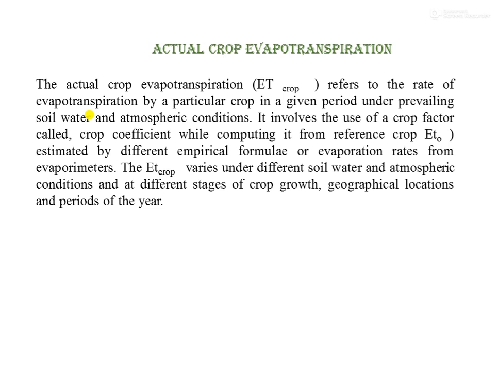Then actual crop evapotranspiration. The actual crop evapotranspiration refers to the rate of evapotranspiration by a particular crop in a given period under prevailing soil water and atmospheric conditions. It involves the use of a crop factor called crop coefficient while computing it from a reference crop, estimated by different empirical formulae or evaporation rates from evaporimeters. The evapotranspiration of a crop varies under different soil water and atmospheric conditions and at different stages of crop growth, geographical location and periods of the year.